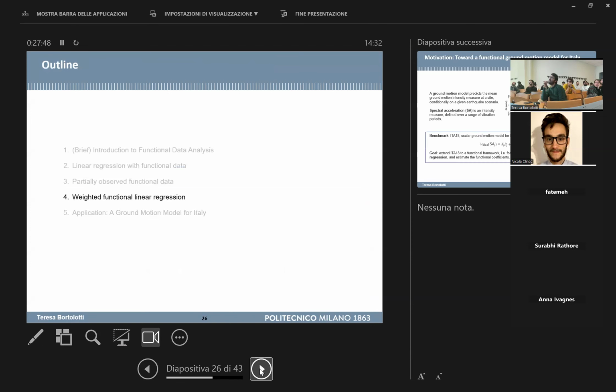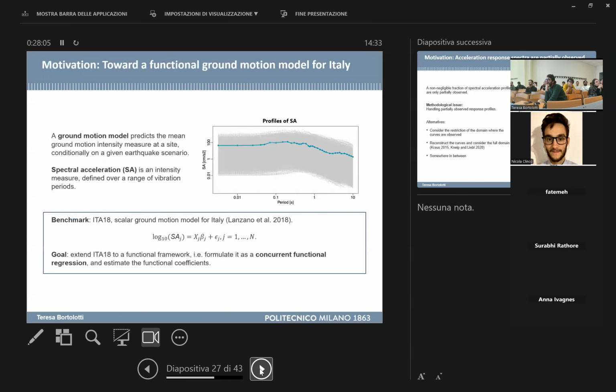This leads us to the heart of today's talk, which is a method that myself and some co-authors developed for doing a linear regression model, a concurrent model, with partially observed functional data. What is the motivation? We wanted to extend to the functional setting a ground motion model that is available for the Italian territory. It is developed by the Italian Institute of Geophysics and Volcanology, which is based in Milan, at least the Milan section.